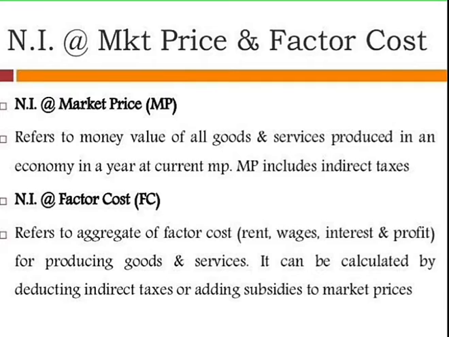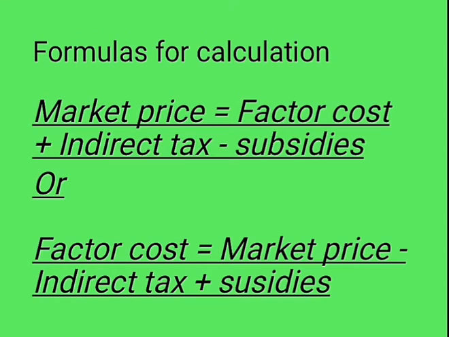If we talk about factor cost, it refers to the aggregate of factor costs, rent, wages, interest, profit, for producing goods and services. It can be calculated by deducting indirect tax or adding subsidy to market price. We have a formula for market price and factor cost. Market price equals factor cost plus indirect tax minus subsidies, or in the form of factor cost, the formula is factor cost equals market price minus indirect tax plus subsidies.